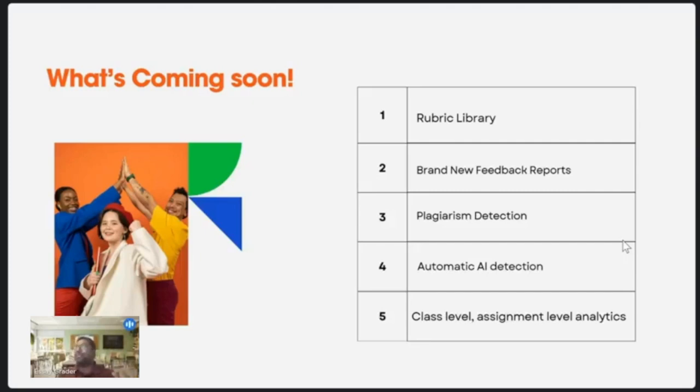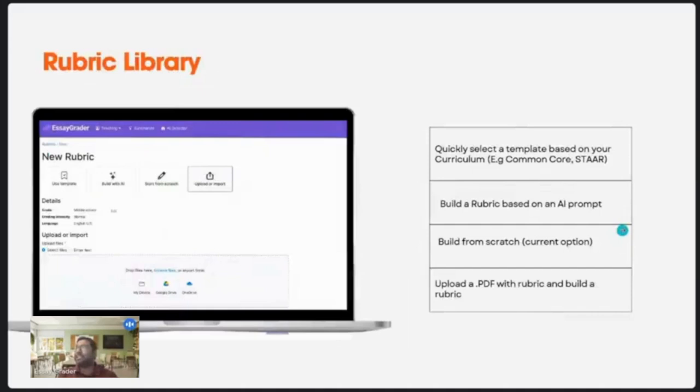So what's coming soon? There's some more exciting stuff that's coming here in the next month or so. So this is 2.4. I will pause there. We haven't decided on the release number yet. It could be a different number than 2.4.